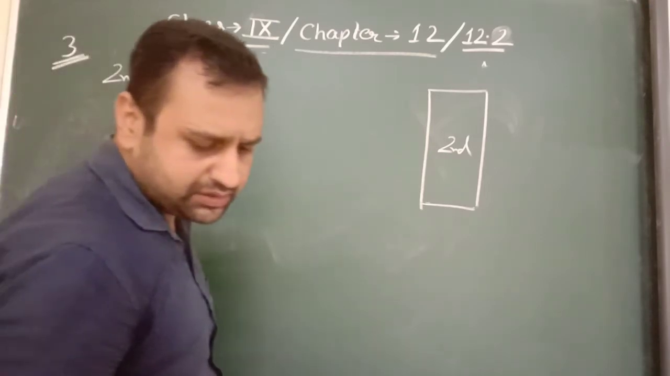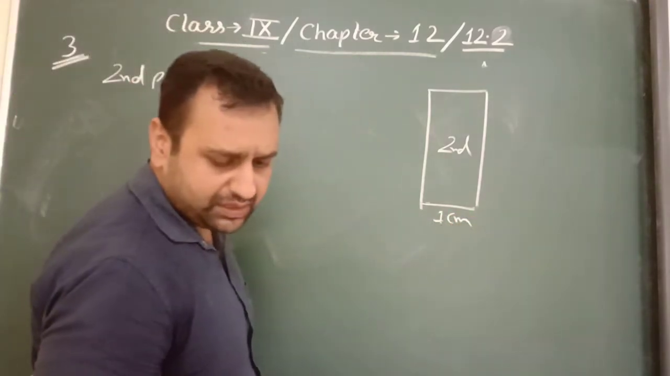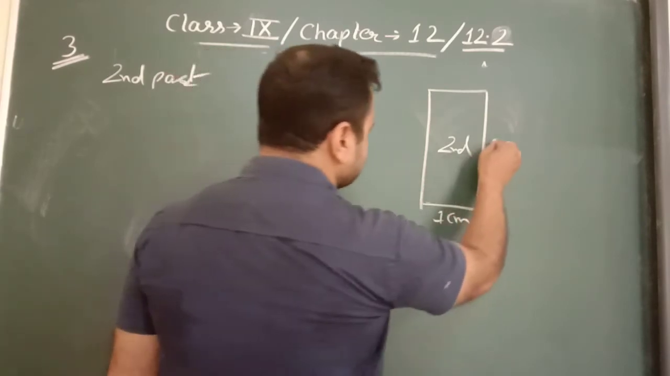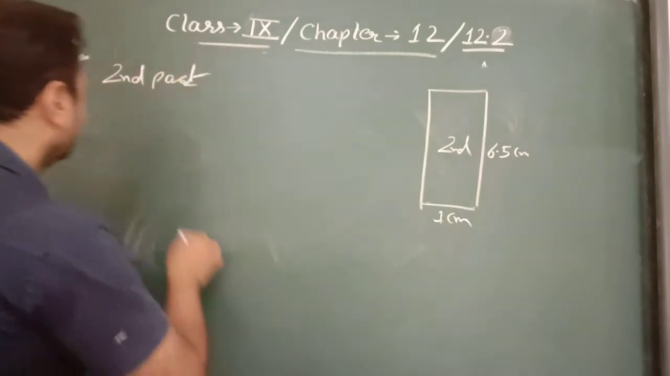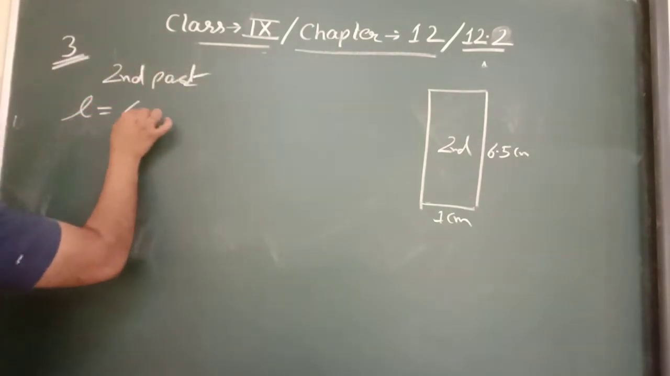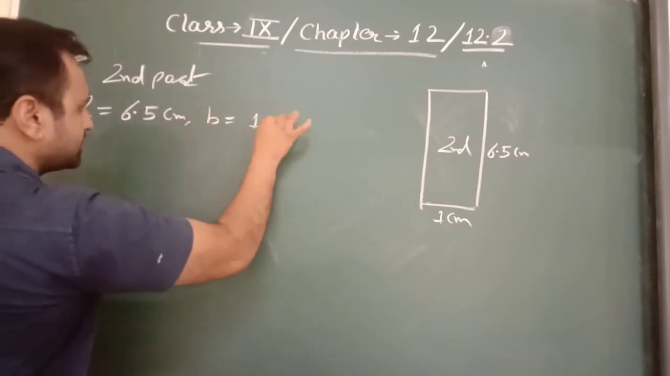In which, what is the value of breadth? Obviously 1 centimeter. And what is the length? Yes, 6.5 centimeter. So length is equal to 6.5 centimeter and breadth is equal to 1 centimeter.